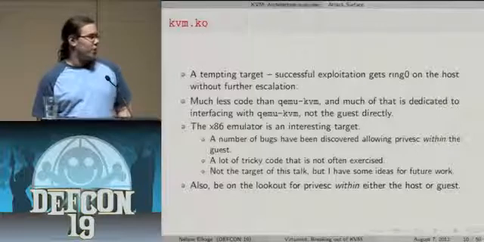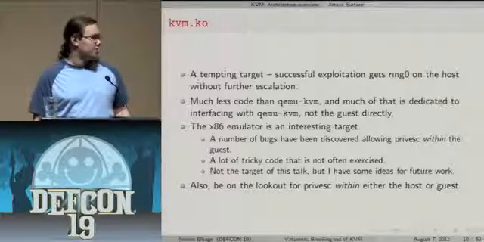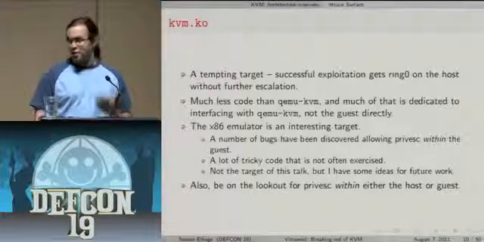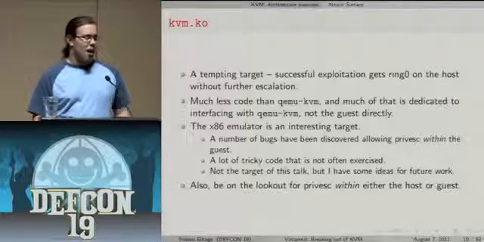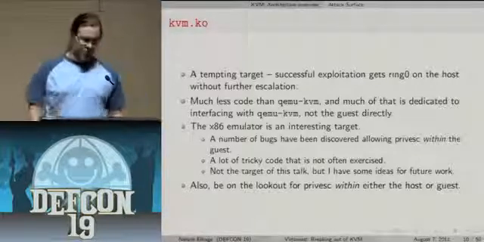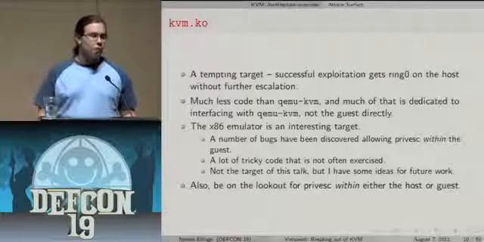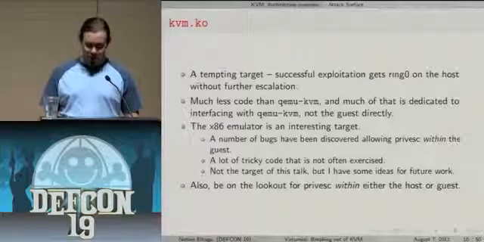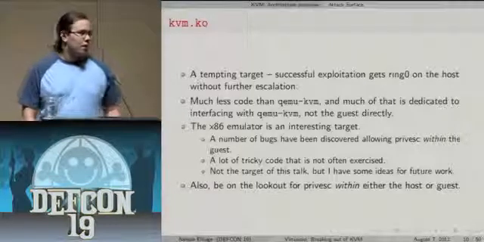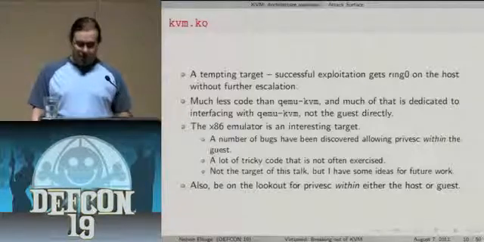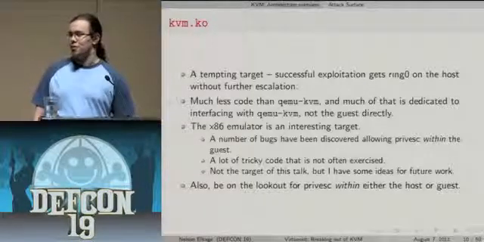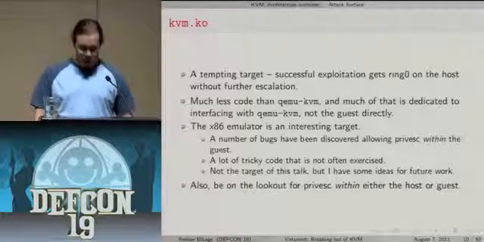KVM.ko for an attacker is a very tempting target because it runs in kernel mode on the host in ring 0. If I successfully find and exploit a bug here, I have ultimate privileges on the host with no further exploitation or privilege escalation needed. However, despite being a tempting target, it's also a bit of a tough target because there's not very much code there compared to this user space component. And much of what code there is is dedicated to interfacing with the user space component and so is not directly available for attack by a guest.